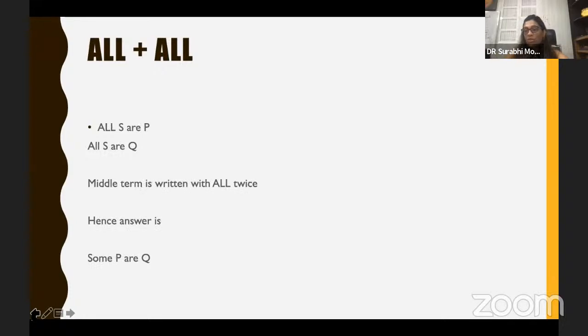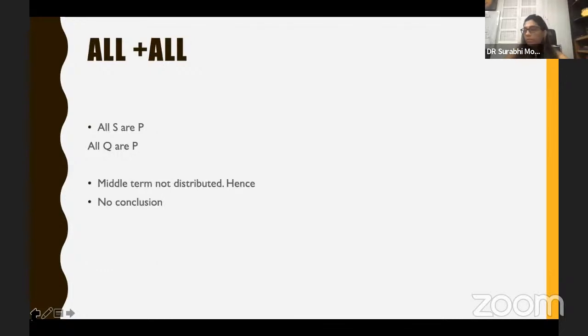When the middle term is distributed twice, it means in both the statements it's written with all. The answer will be a some answer. The remaining 2 terms will be combined using some. So here the answer will be some PRQ or some QRP. When the middle term is not distributed at all, then you will get no answer.